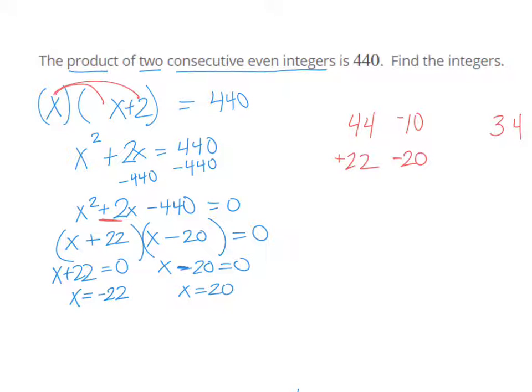Now, remember that what I have found is just the x. I have found this answer, this number. I also have to find this number. That's the other one. So when it says find the integers, my integers could be, the first one would be a negative 22.